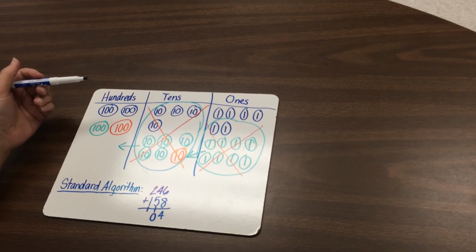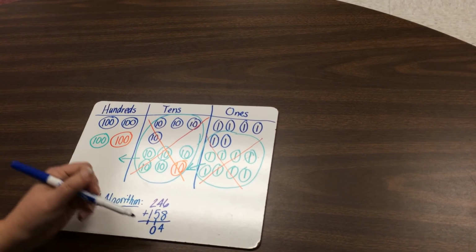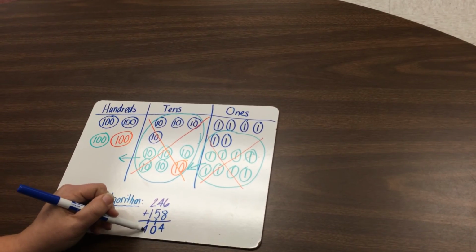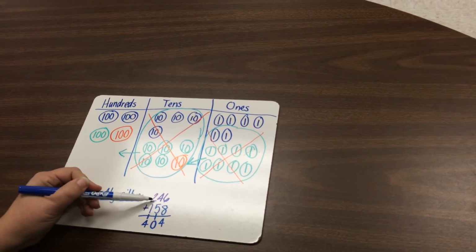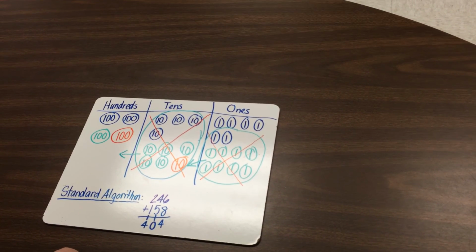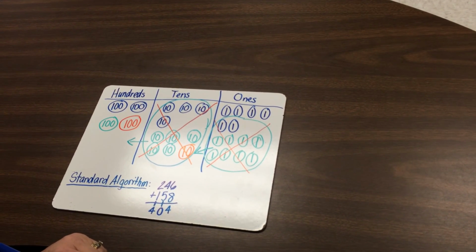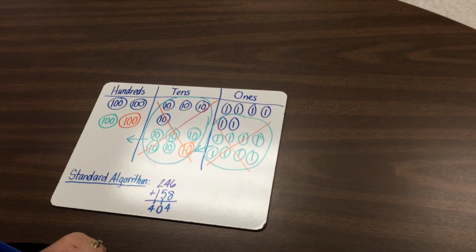And now all that's left to do is to count up the hundreds that they have. And using the standard algorithm, it's 2 plus 1 plus the other 1, and you would get 4 hundreds. And the answer would be 404. That is addition using the standard algorithm and a place value chart.